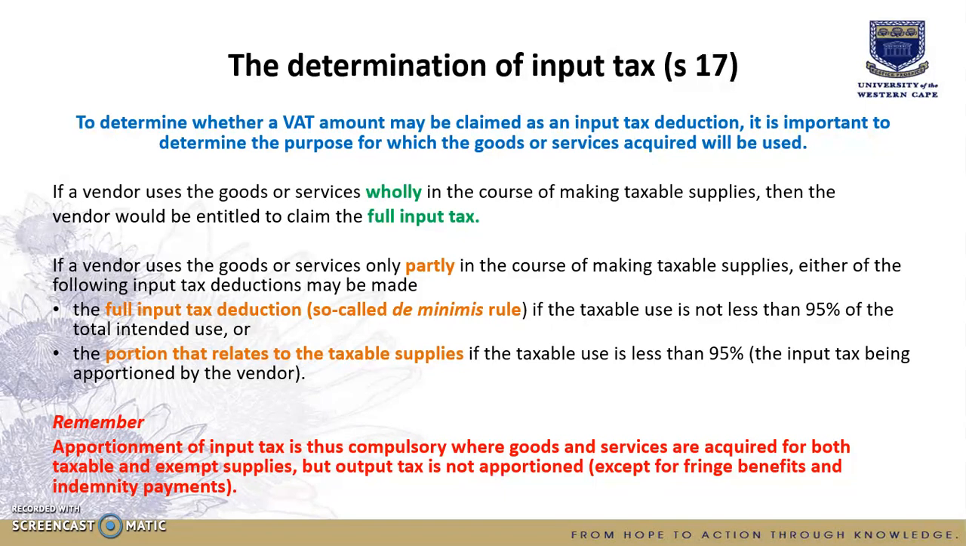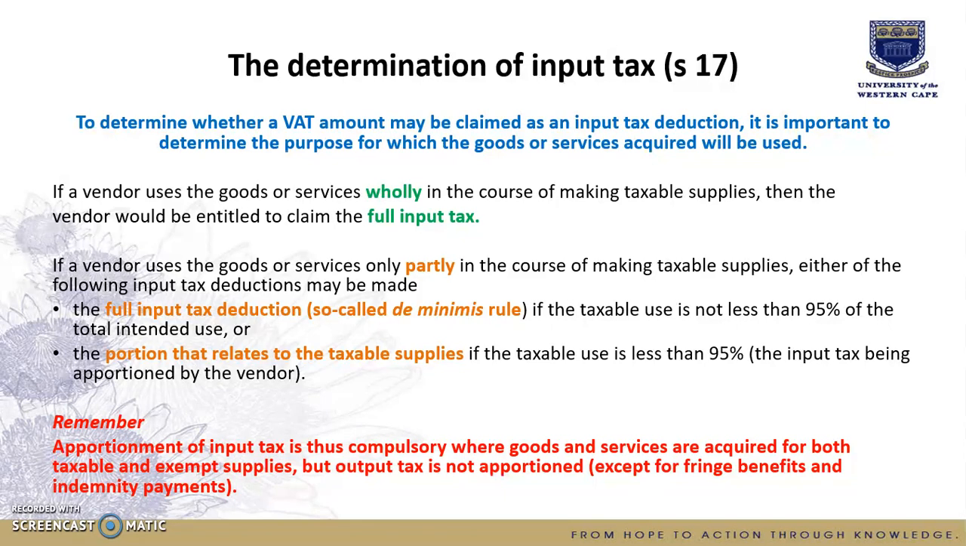It's important to determine the purpose for which the goods or services acquired will be used, and this is very important for input tax because this will determine the amount of input tax that I can claim. If I use the goods or services wholly in the course of making taxable supplies, then the vendor would be entitled to claim the full input tax. But if a vendor uses the goods or services only partly in the course of making taxable supplies, either of the following input tax deductions may be made. So if I've got more than 95% taxable supplies, I can claim the full input tax deduction. But if the portion that relates to taxable supplies is less than 95%, I need to apportion it.